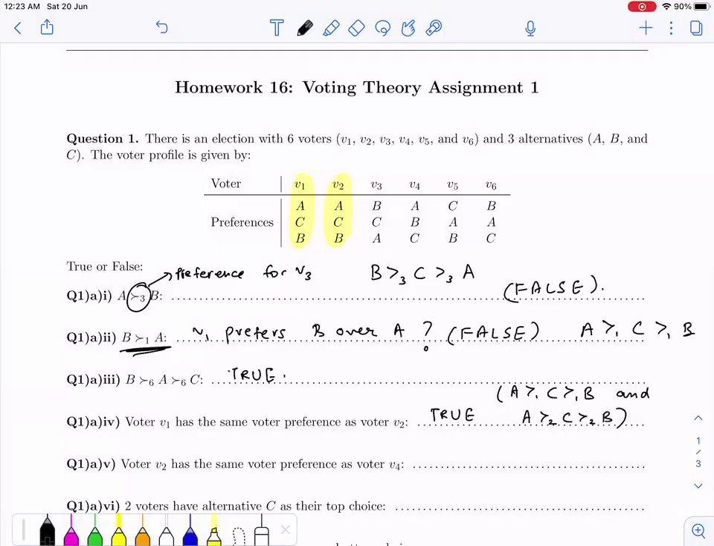The next one says voter 2 has the same voter preference as voter 4. So now let's compare voter 2 and voter 4. The top preference for both voters is the same. Voter 2 prefers A first as their top preference, and voter 4 also has A as their top preference, so that's okay. But their second and third preferences don't match. Voter 2 prefers C over B, whereas voter 4 prefers B over C. So this is false. All preferences need to match.